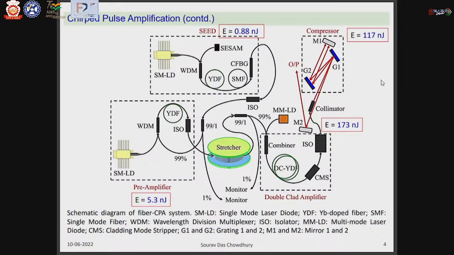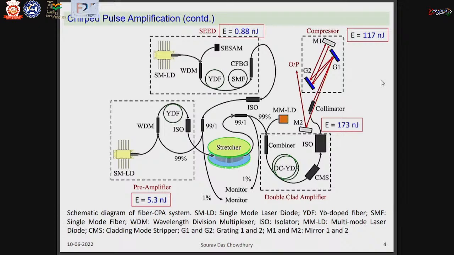So this is the seed oscillator. The seed oscillator produces a pulse in the sub picosecond regime with a low energy. That pulse is amplified to a certain energy, still small, and then it is stretched in time domain using a normal dispersion fiber. Then this is amplified in a booster amplifier, a double clad high power amplifier, and the pulse energy significantly shoots up.